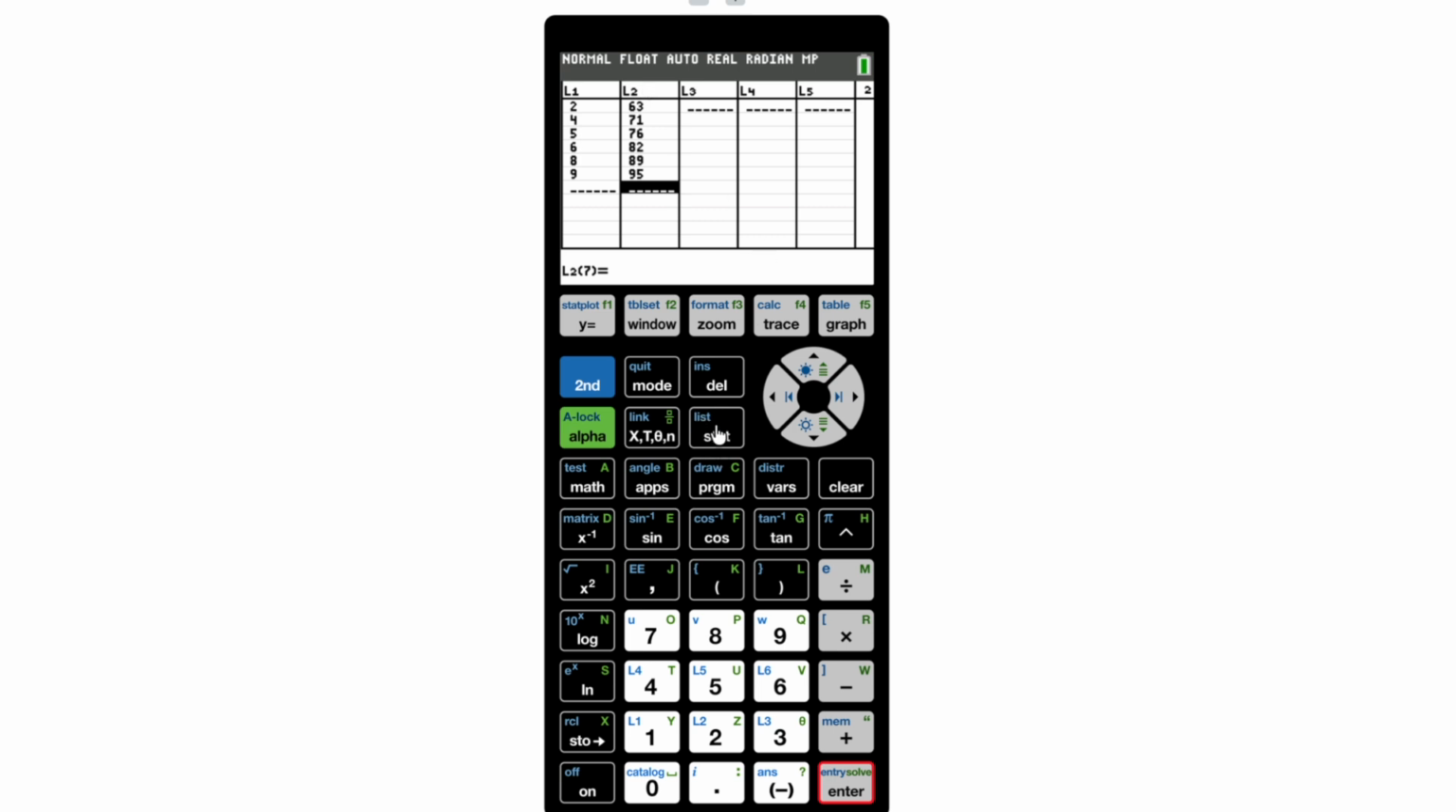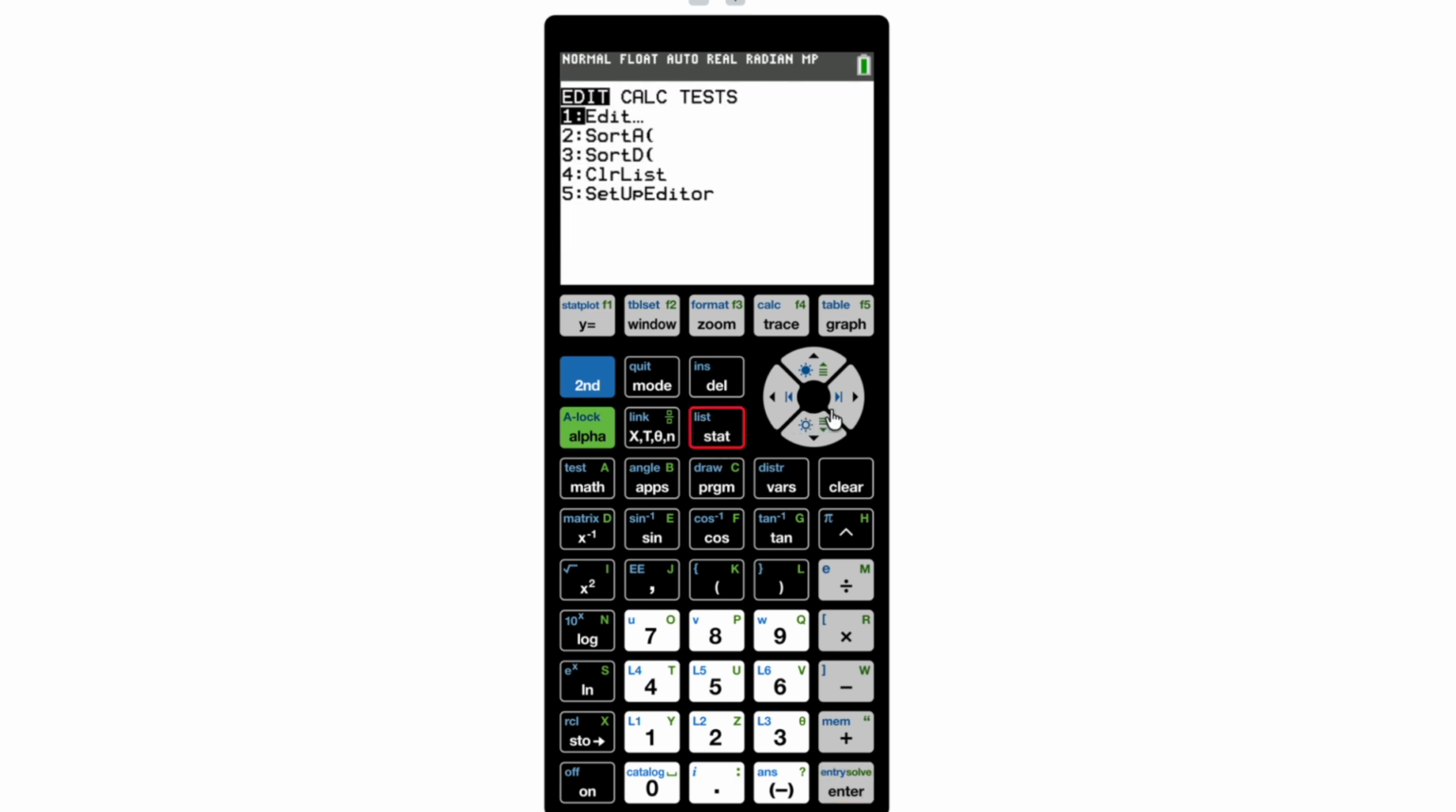Next, press Stat again. Move to Test. Scroll down to find linear regression t-test. This one. And press Enter.